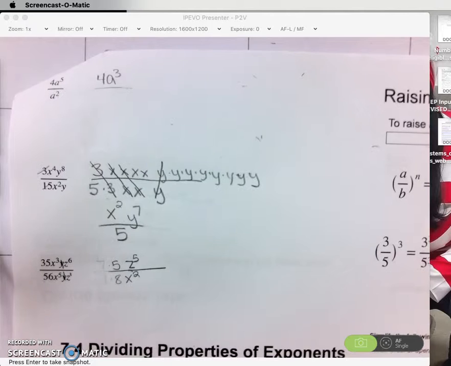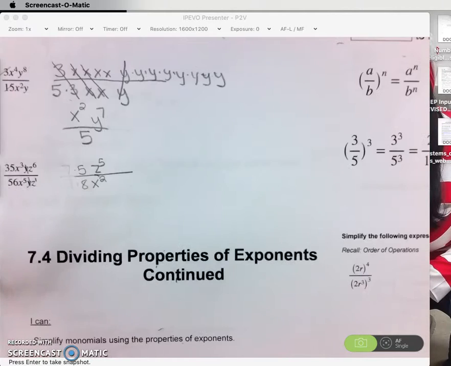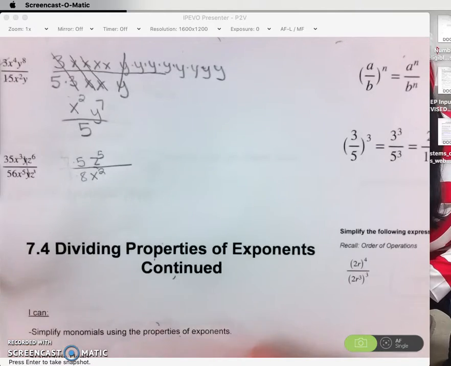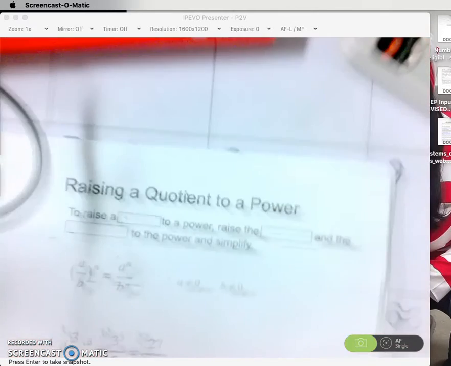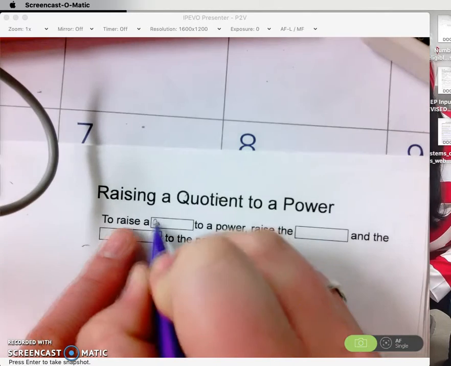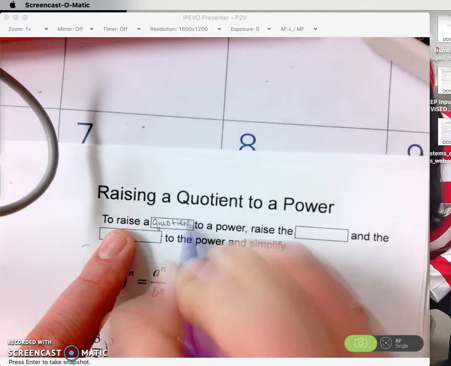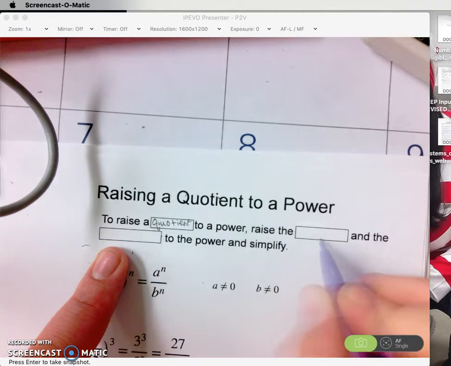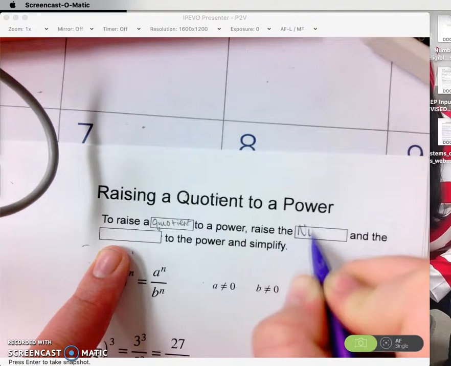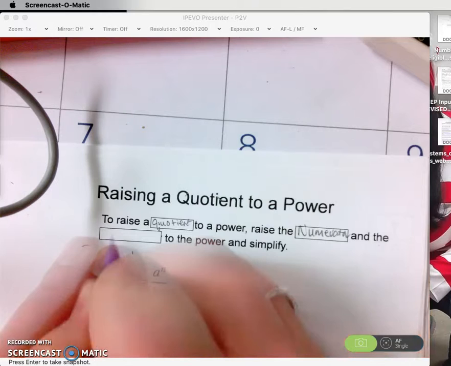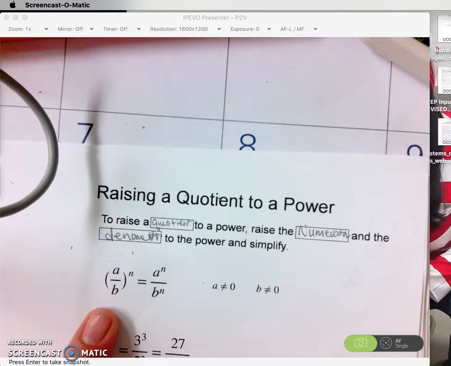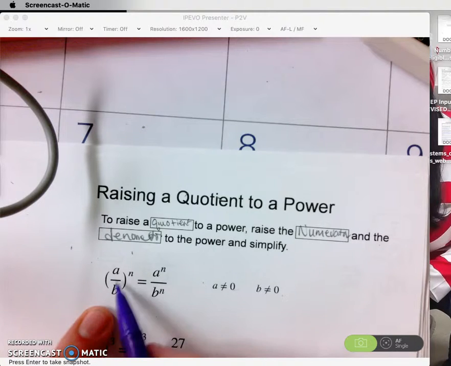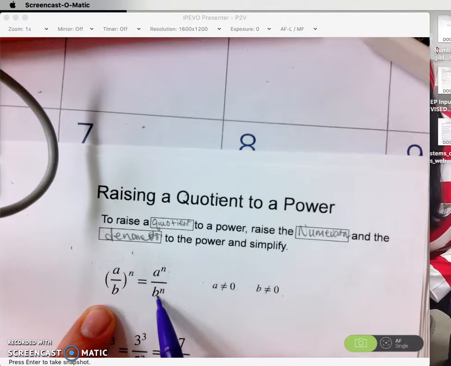Alright, quick 5-minute lesson. We're going to move straight into 7.4 because this is all going to be on Monday. So to raise a quotient to a power, you need to raise both the numerator and the denominator to the power and simplify. A and B cannot equal 0. If they do not, this would be A to the n over B to the n.